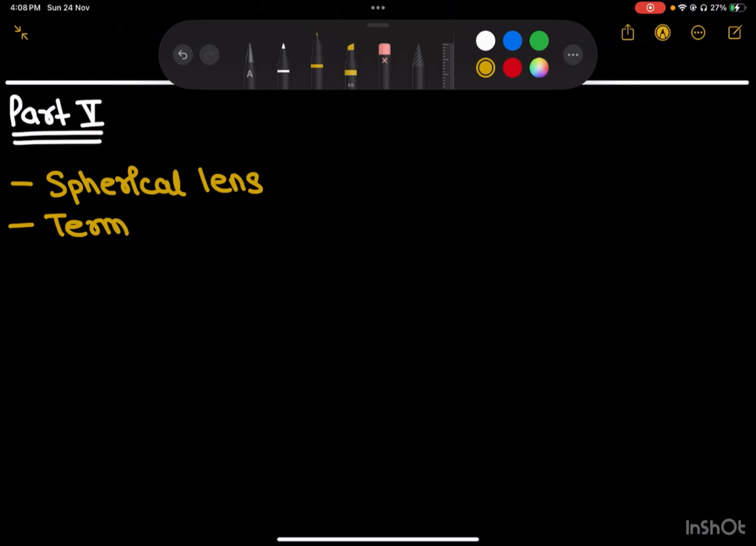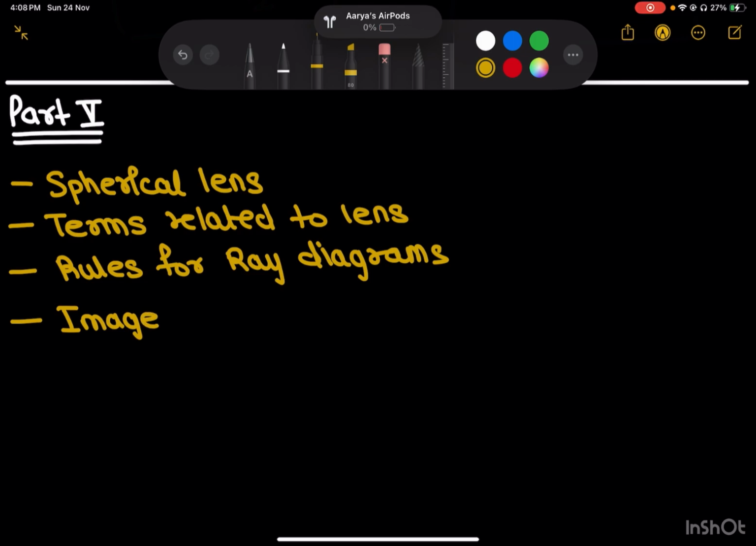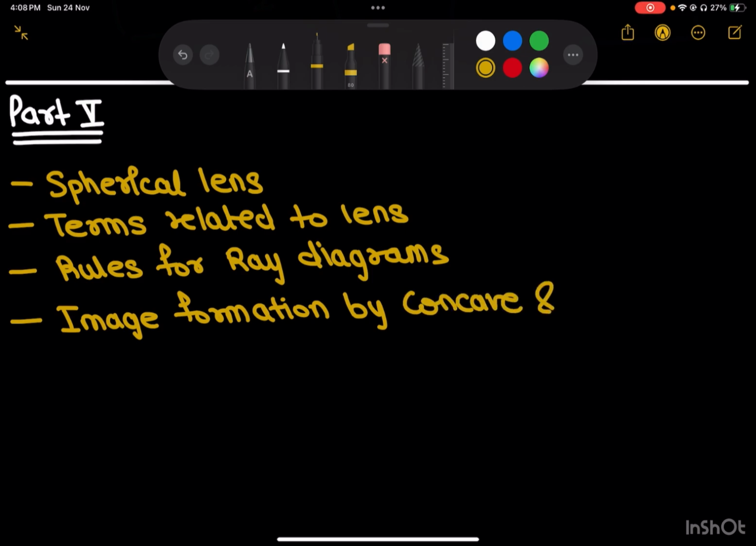Then we are going to see the terms related to lenses. Then we are going to see the rules for drawing ray diagrams, rules for ray diagrams of lenses, lens image formation, right? So some rules. There are total 3. So we'll see them. After that, we are going to see the main topic, which is image formation by concave and convex lens. First convex and then concave lenses and their uses. So this is what we are going to cover in this part. So let's get started. Okay.